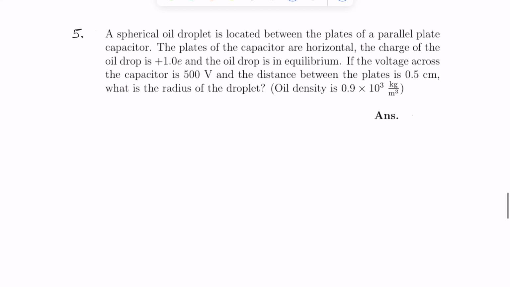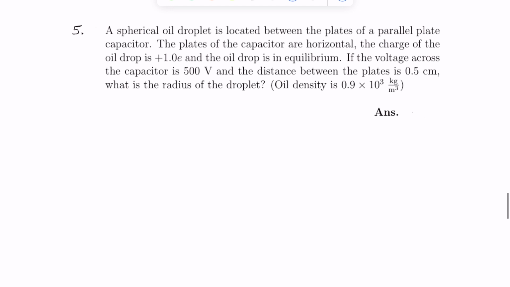Okay, question 5. A spherical oil droplet is located between the plates of a parallel plate capacitor. The plates of the capacitor are horizontal. So let's say if there's one plate here, the other plate is like this. The charge of the oil drop is 1.0 E. So there's an oil drop here somewhere, and it is in equilibrium.